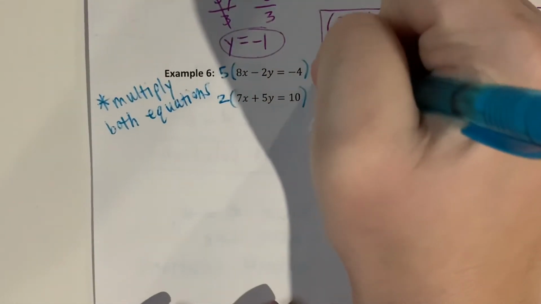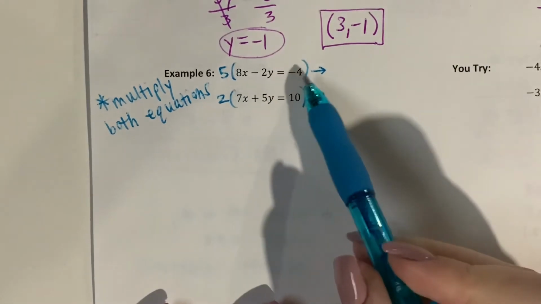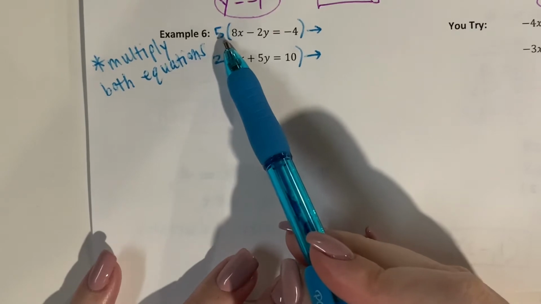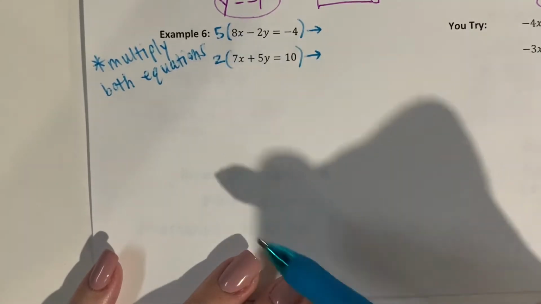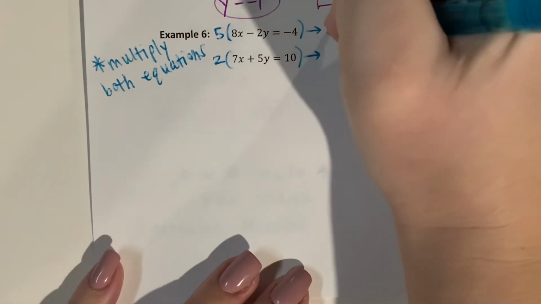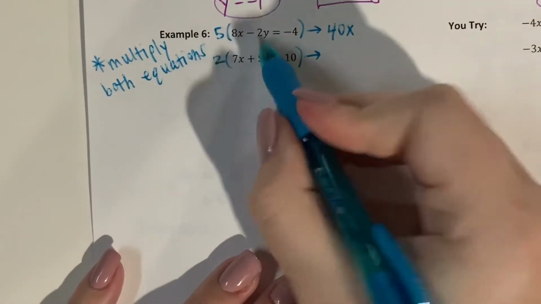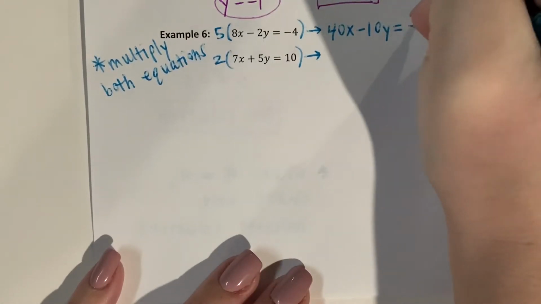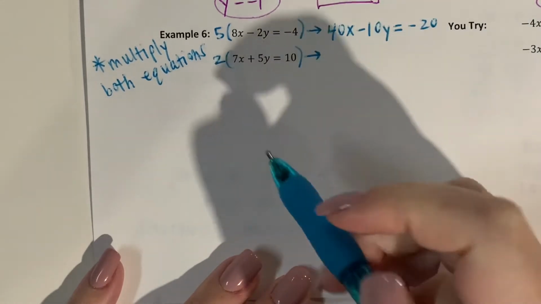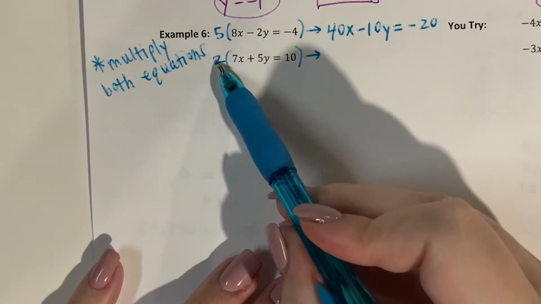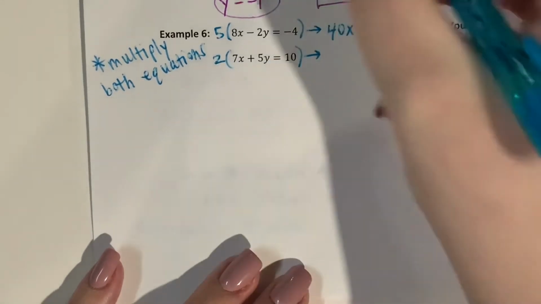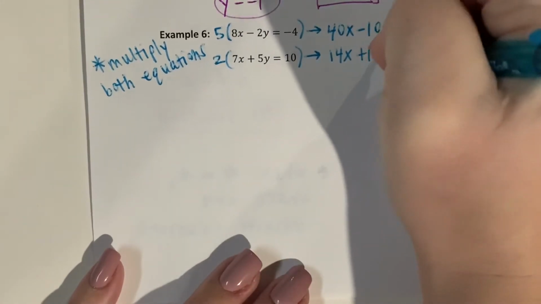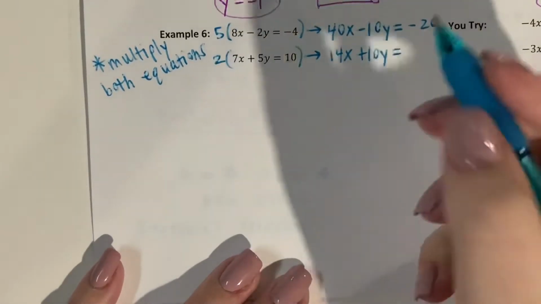And so I can draw my arrows because I'm going to have to rewrite both equations now. Remember, this is like the distributive property. I need to do 5 times each of these terms. So 5 times 8x gives me 40x, 5 times negative 2y gives me negative 10y, and 5 times negative 4 gives me negative 20. Now I'll look at my second equation and I'll multiply every term by 2. So 2 times 7x gives me 14x, 2 times 5y gives me positive 10y, and 2 times 10 gives me 20.